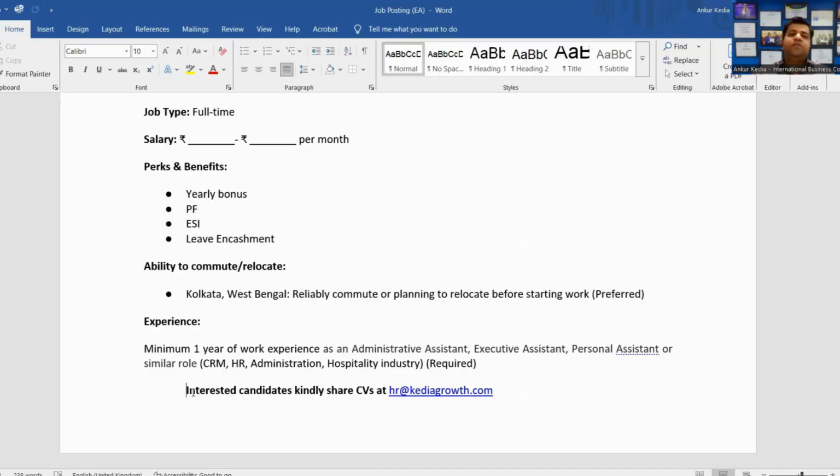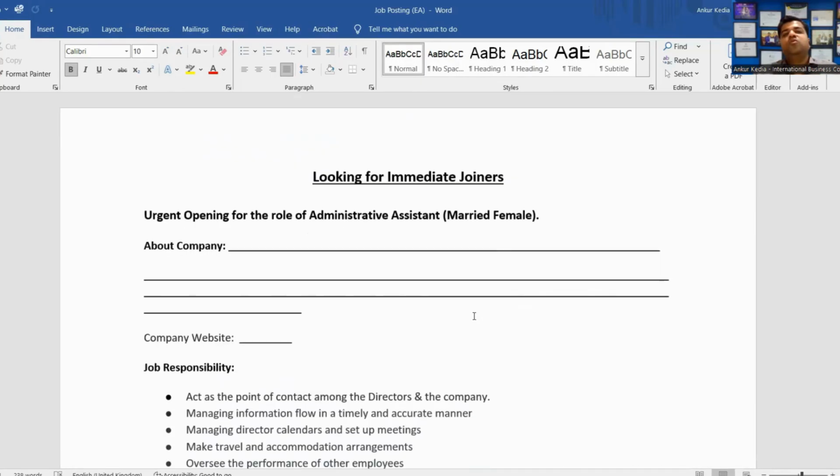And you can also give an extra thing, which is like if the candidates are interested, they can share their CVs directly at this email ID. Now, if you come across people who are go-getters, then yes, they will not just apply through that specific platform that you're holding them to. They will also be willing to share their CVs on the specific email ID.